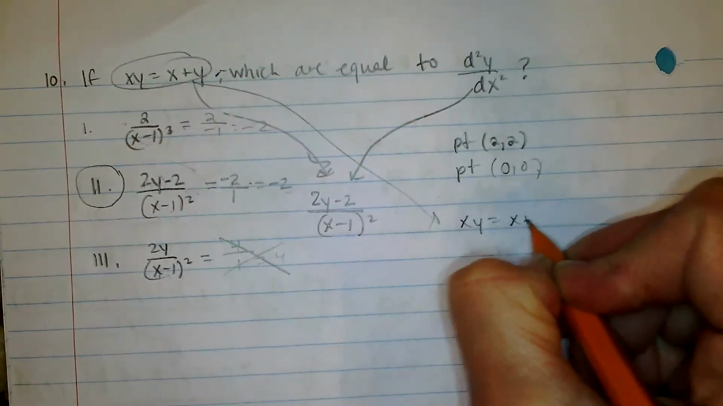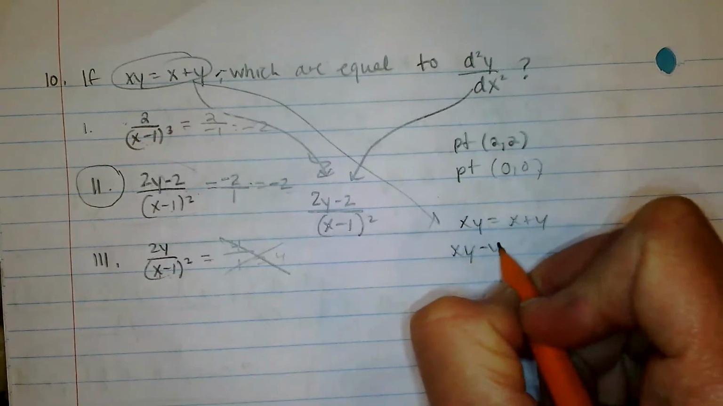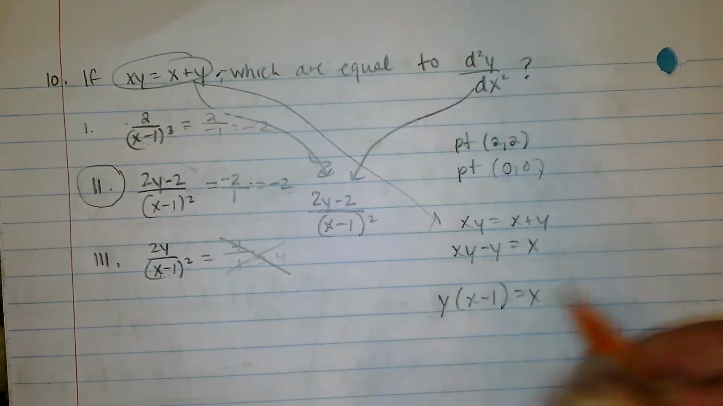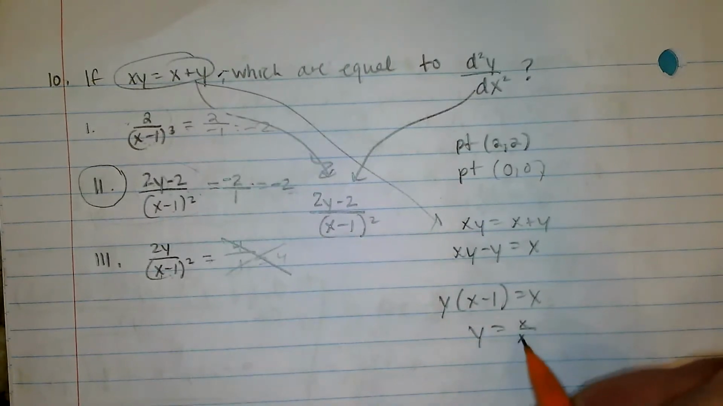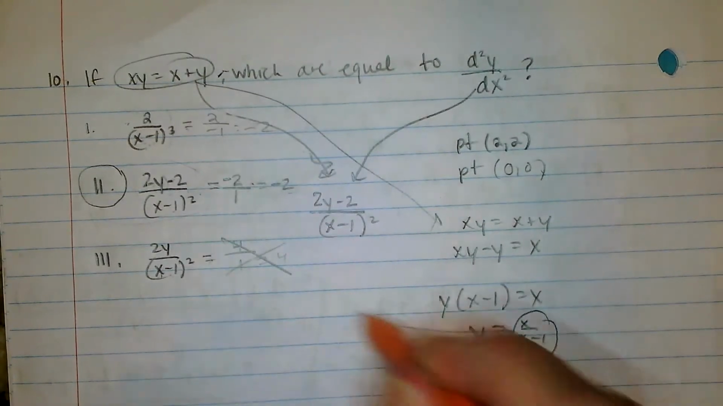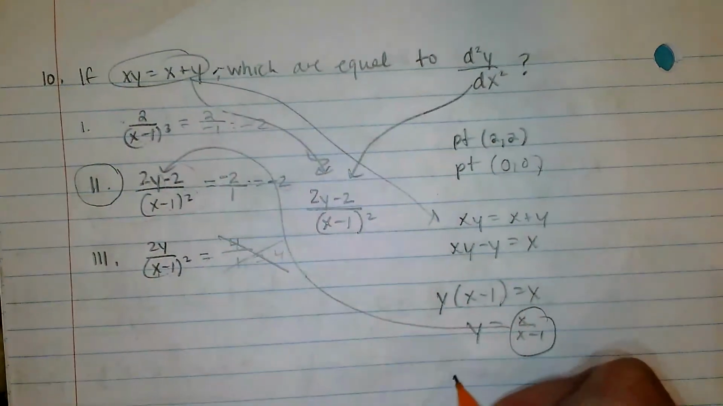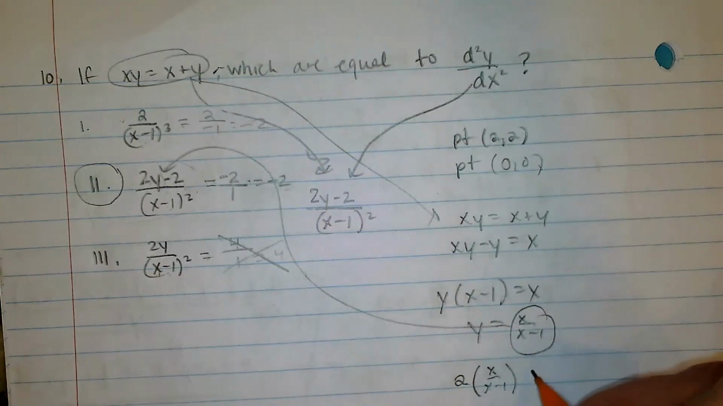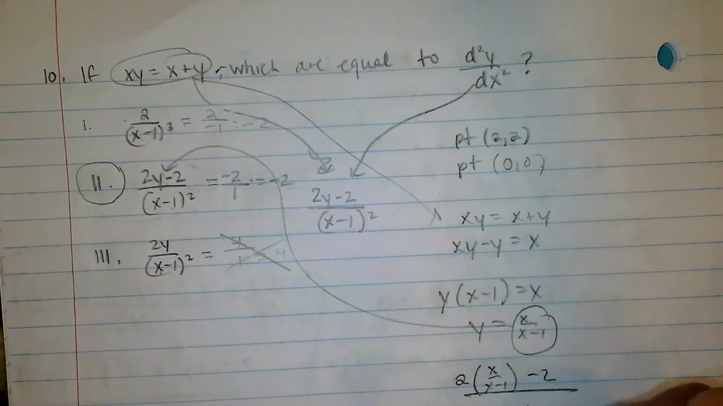xy equals x plus y. xy minus y equals x. If I pulled out a y, I'd get y times (x minus 1) equals x. And y would equal x over (x minus 1). So if I took that and substituted it in, I'd get 2 times x over (x minus 1), minus 2, over x minus 1.